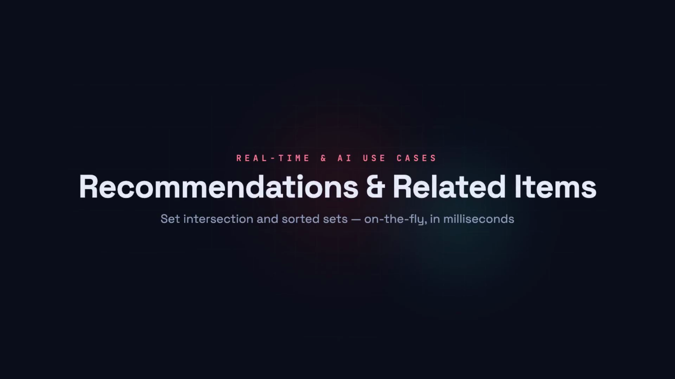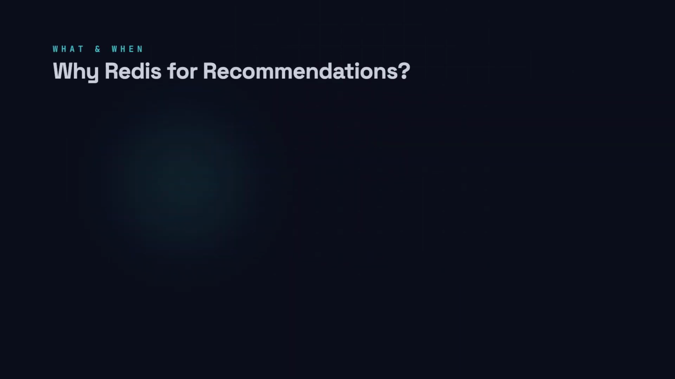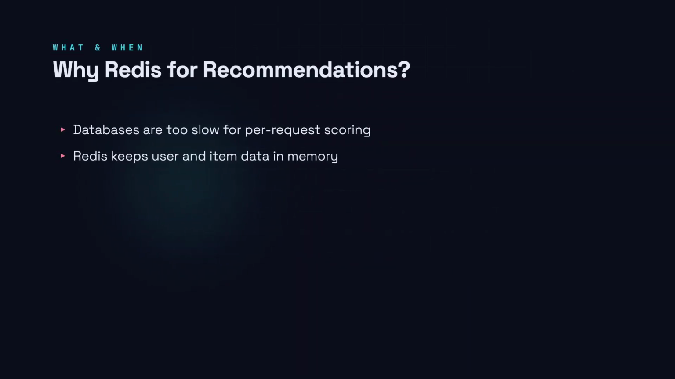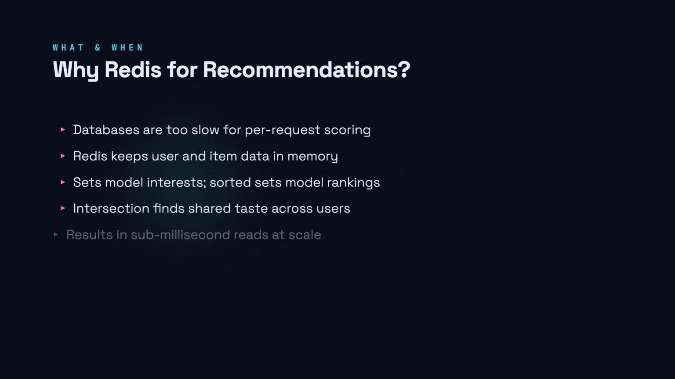Recommendation engines feel like magic, but the data structures underneath are surprisingly simple. Let's see how Redis makes them fast enough to compute on every request. Traditional databases struggle to join large interest graphs in real time. Redis keeps everything in memory and offers native set and sorted set operations that make recommendation queries fast enough to run on the fly for every user on every page load.